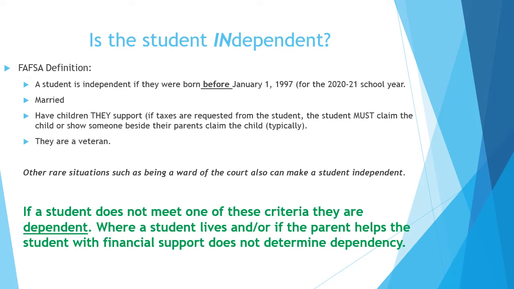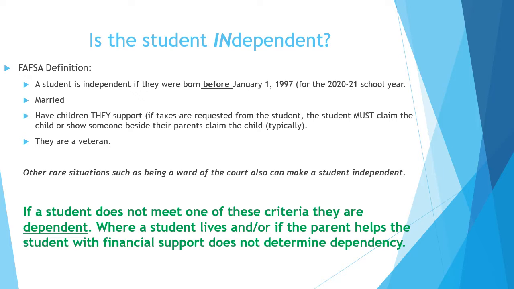On this slide, I just want to discuss what decides if a student is independent or dependent. We often get questions about this, especially from parents, wanting to know why their student is still considered a dependent student and why their information has to be on the FAFSA. For the upcoming 2020-21 school year, for that FAFSA, a student has to be born before January 1st of 1997 to be considered an independent student by age alone.